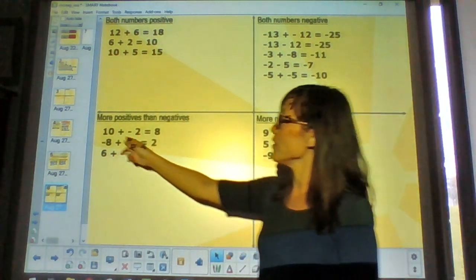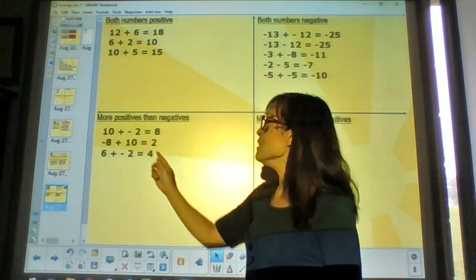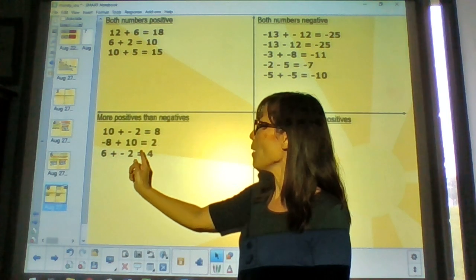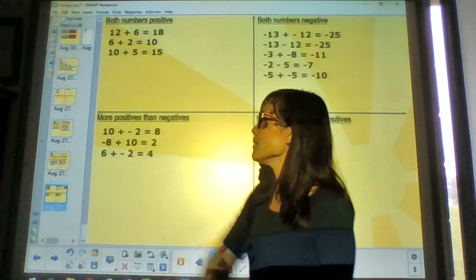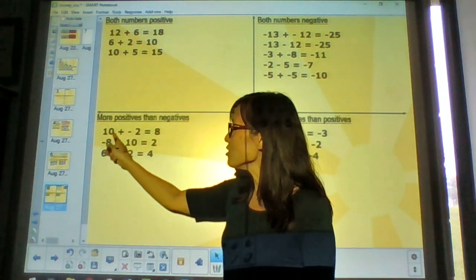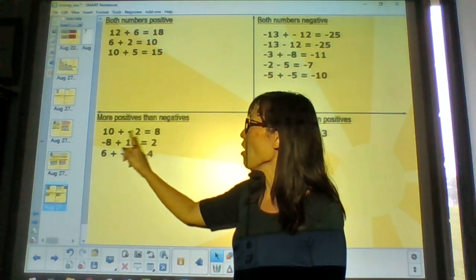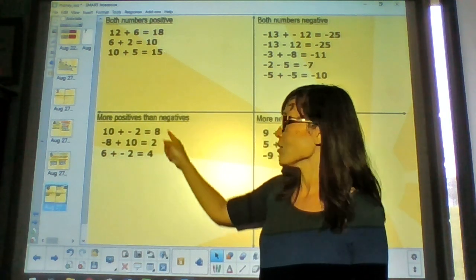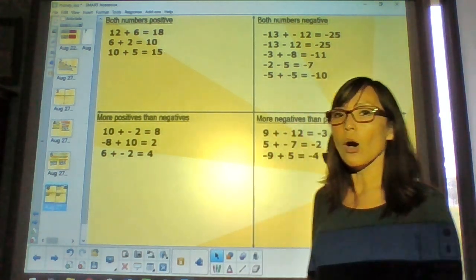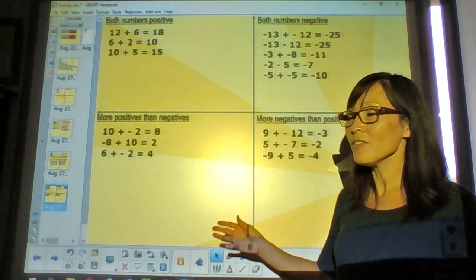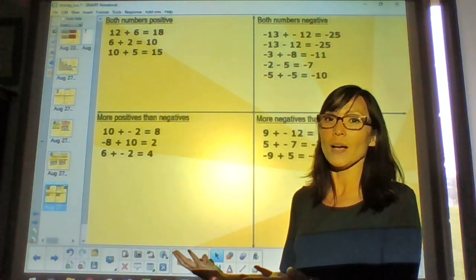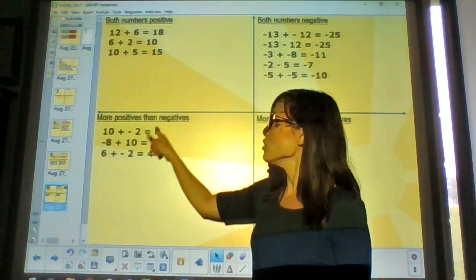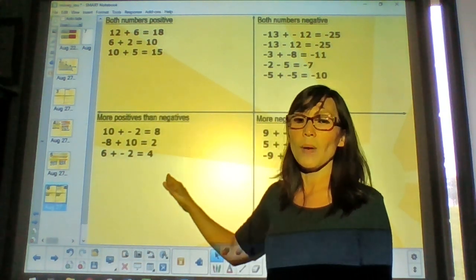But what if I have integers that are different? So I have a positive here and a negative here, and a positive here and a negative. But in this case, each time, the positives are more than the negatives. What happens with your answer? Your answer always ends up positive because you began with more positives. And so if you have more positives than negatives, you're going to end up with positives.